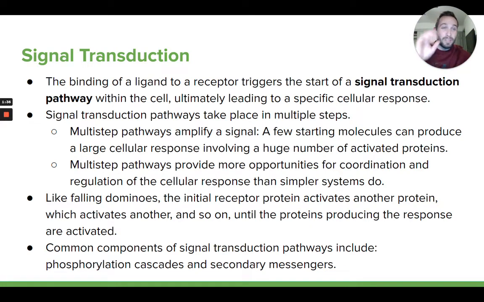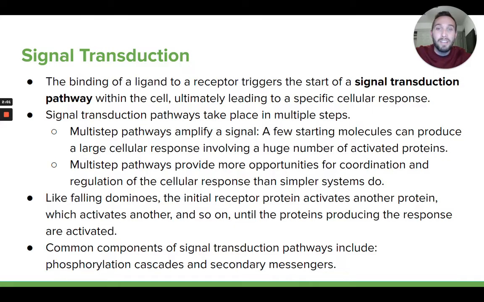And so you have the receptor protein, that's the first protein becoming activated. That's going to activate another protein, and that protein is going to activate another protein, and then those proteins are going to activate other proteins in the cell until finally you activate certain proteins in the cell that are going to now actually do something, a specific thing that the cell is supposed to do at that point. So there are a lot of steps. It's common for these pathways to have a lot of steps.